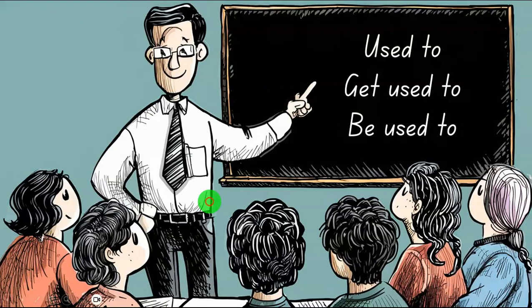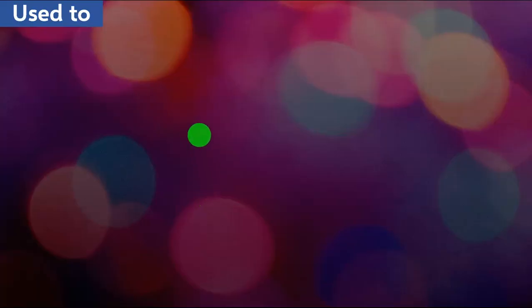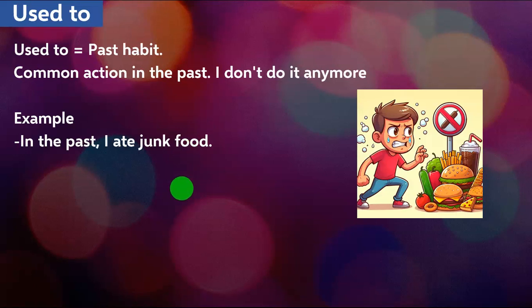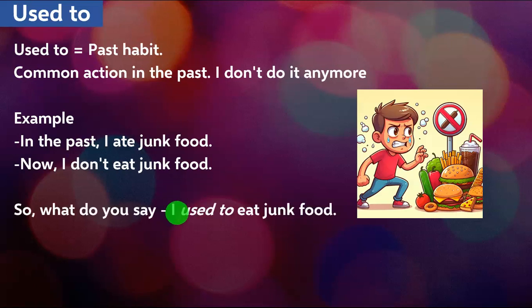All right, let's go. Let's start with used to. Now, used to means a past habit, a common action in the past which you don't do anymore. You were doing something in the past, but you don't do it anymore. Example, in the past, I ate junk food. So this was an action in the past. Now I don't eat junk food. So what do you say? I used to eat junk food. So I used to eat junk food means that you were eating junk food in the past, but you don't do it now. It was a past habit.